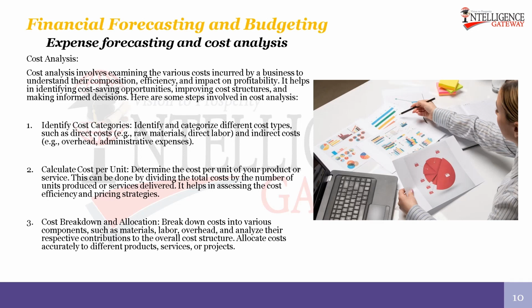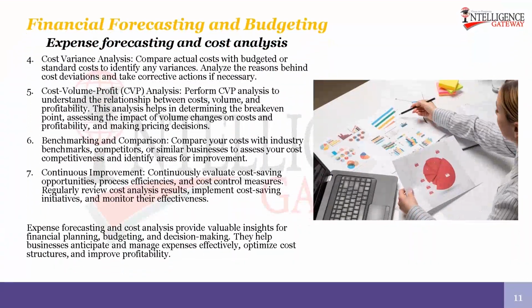Cost breakdown and allocation. Break down costs into various components such as materials, labor, overhead, and analyze their respective contributions to the overall cost structure. Allocate costs accurately to different products, services, or projects. Cost variance analysis. Compare actual costs with budgeted or standard costs to identify any variances. Analyze the reasons behind cost deviations and take corrective actions if necessary.